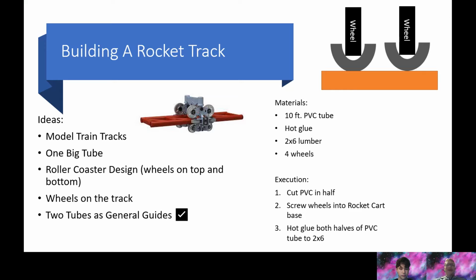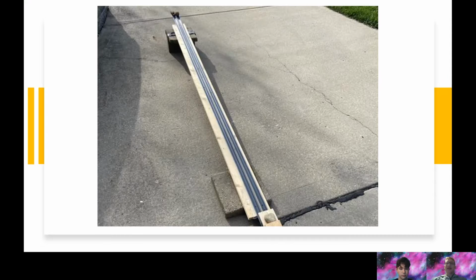But in the end, we settled on cutting a 10 feet PVC tube in half and using the two halves as sort of divots for the wheels, guiding the rocket cart along its path along the 2x6 piece of lumber we used as a ramp. As you can see in the top right, that's sort of a diagram, and the next picture will be our actual setup.